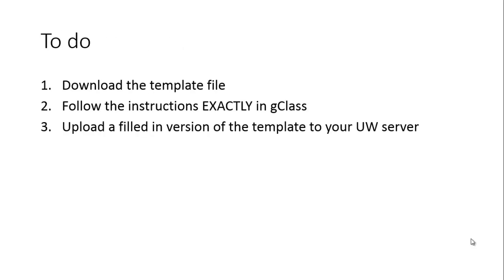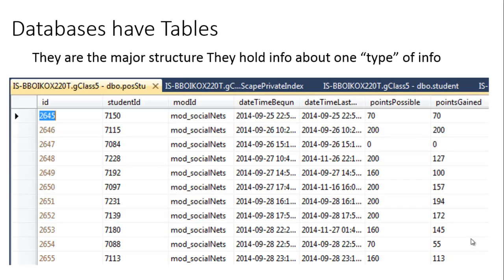This is what you have to do, as always. Download the template file. Go back to G-Class when we're done looking at this video and follow the directions explicitly as you see them in G-Class. There's lots of great information in there about how to do things. Don't miss out on the good instructions that are sitting there right in the G-Class file. Of course, when you're done, you'll have created a file, a filled-in version of the template, and you upload it back up to the server, and then we'll evaluate it.